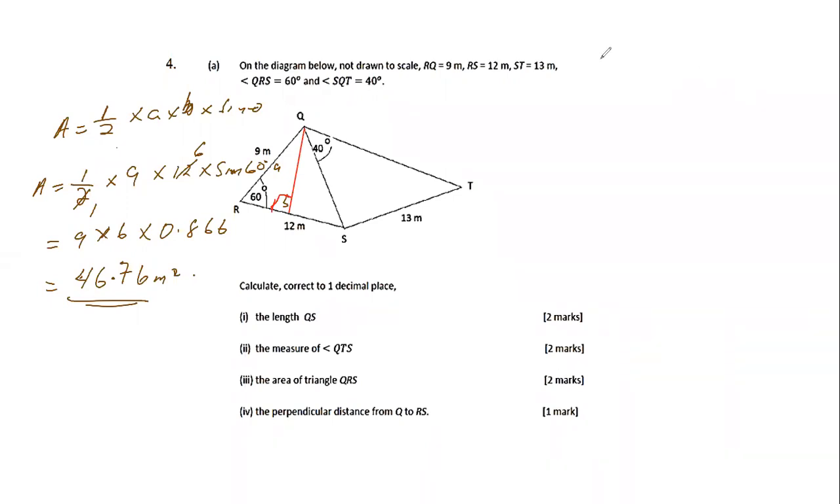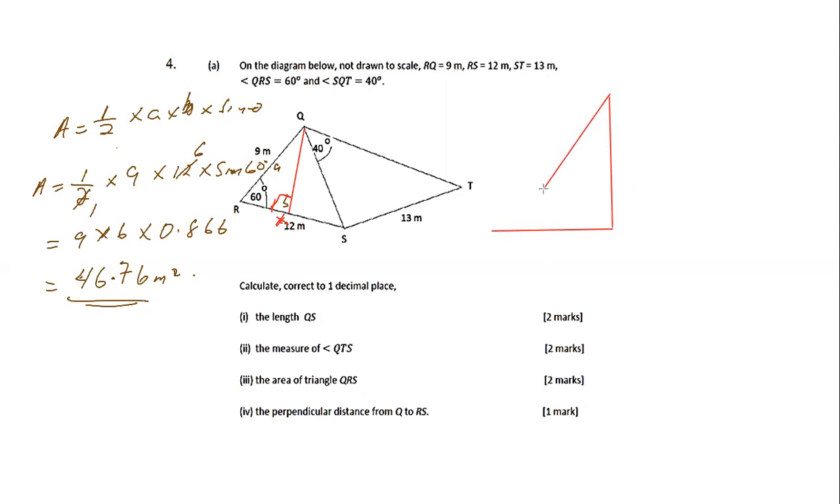Okay, guys, for the last one, they say we should draw the perpendicular distance from Q to RS. So what you are going to do is name this point X. We are going to draw a right angle triangle, this way and that way.